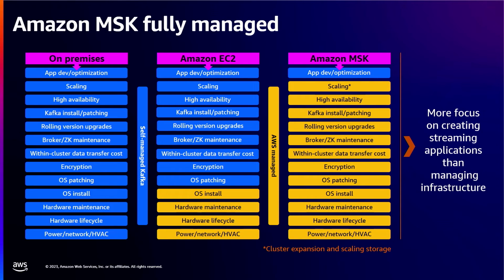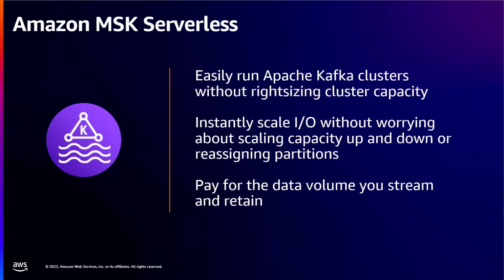On premises, you literally need to do everything from the power and the network all the way up to the scaling and your application development. If you do things on EC2, well, of course, we're going to handle the hardware for you and the operating system install, but then the rest of the stack you're going to have to look after by yourself. And so, driving home the point of MSK is just being able to offload a lot of that undifferentiated heavy lifting, which is a term we like to use at AWS. So you don't have to handle that, and you can spend your time looking after your streaming applications.